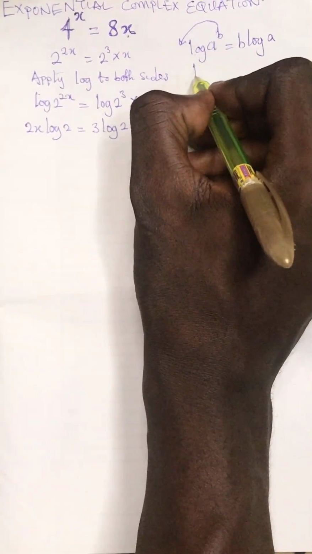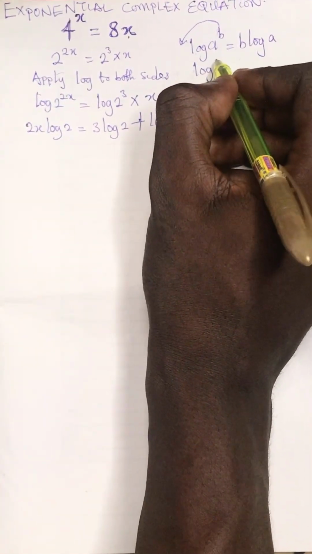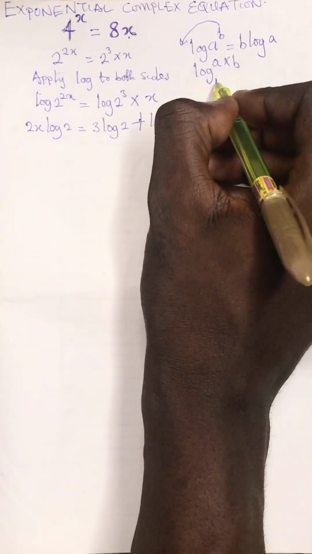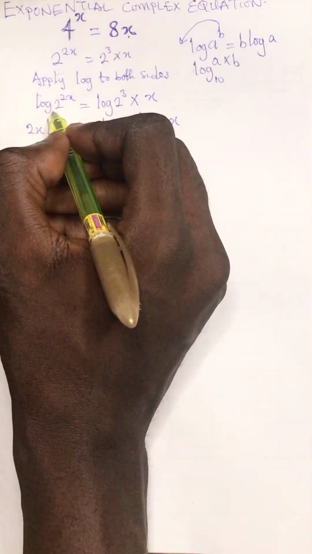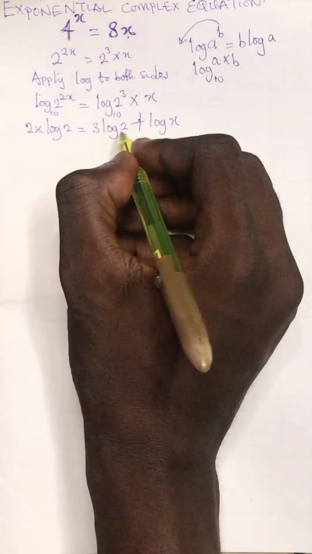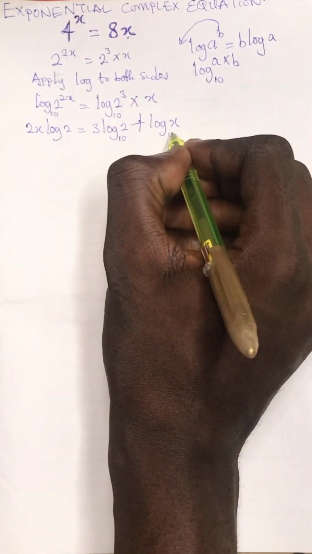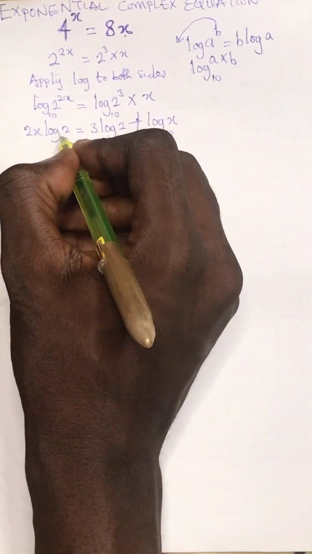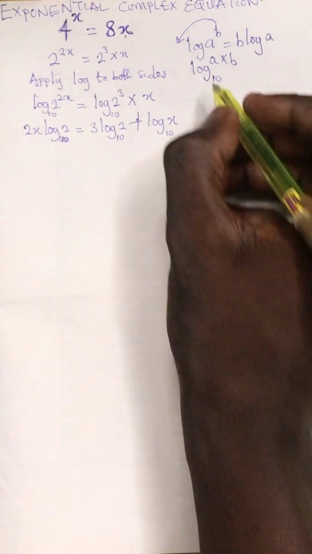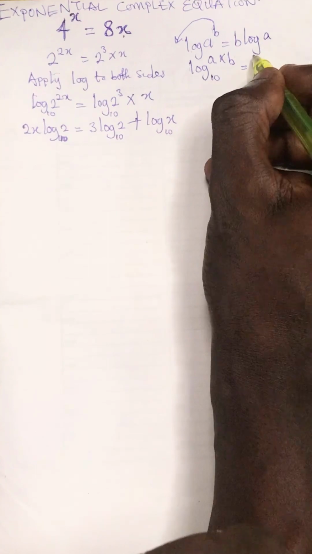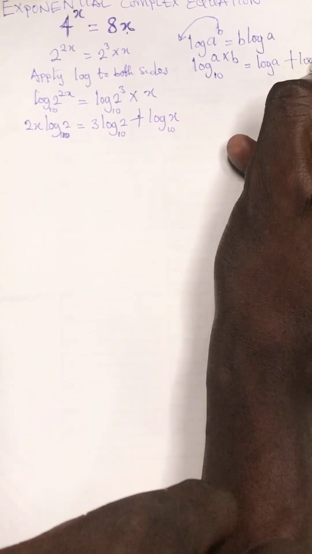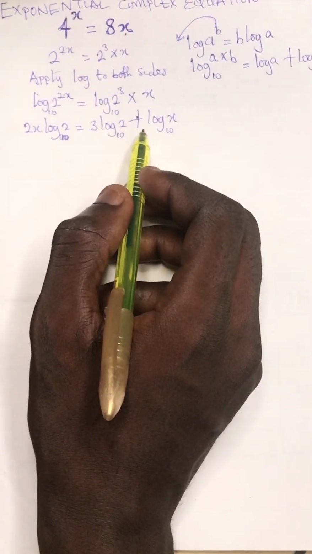How do I get plus here? There is a rule of logarithm that says if I have log a times b, if they have the same base, and we all know that natural logs are in base 10. So everything here is in base 10. So this will also be base 10, base 10, base 10. So if I have something like this, it is the same thing as saying log a plus log b. So that is what I applied here.